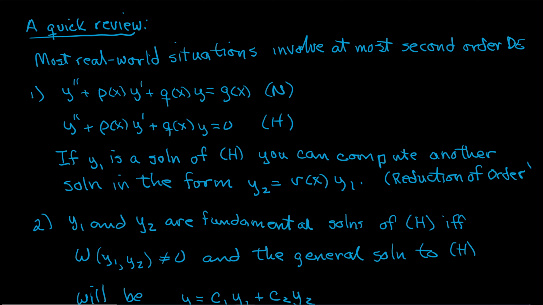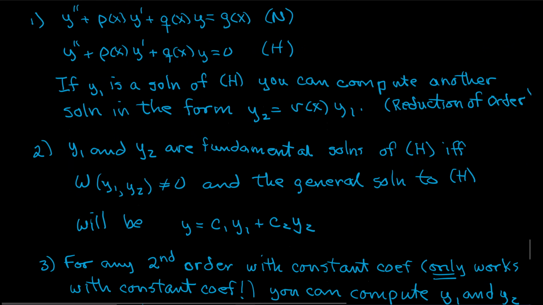It's your call. Now, if y1 is a homogeneous solution, you can compute another solution in the form y2 is equal to some function times y1, which is a possibility. You can use reduction of order to get this down to a second order equation. All right, really important.